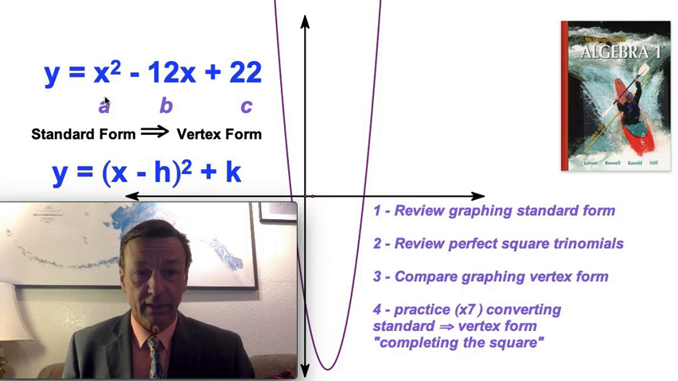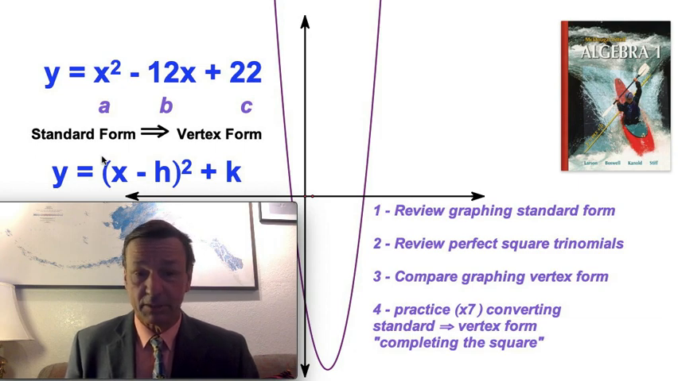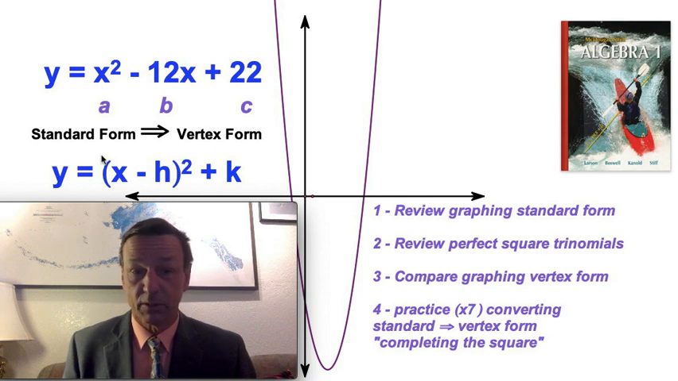We're going to convert that into this form: y equals the quantity x minus h squared plus k, where h and k is the vertex of the parabola. So that is the process that we call completing the square. And we'll do maybe up to 7 examples. We'll see, if this video is dragging, maybe we'll cut it short.